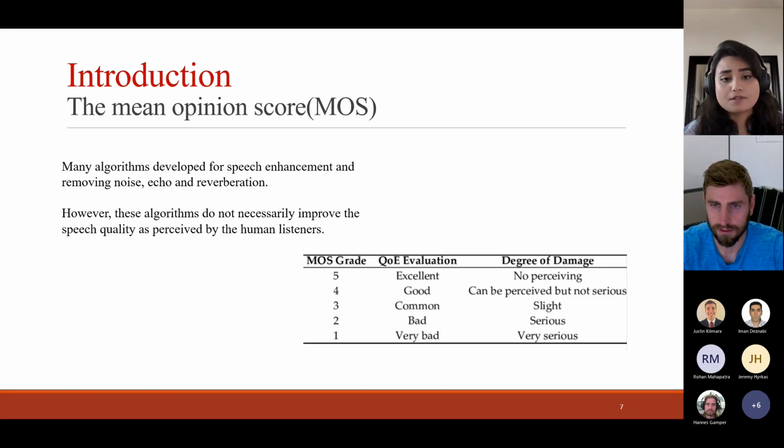Another parameter we are interested in is the mean opinion score. There are many algorithms that have been developed for speech enhancement, removing noise, echo, and reverberation. But these algorithms do not necessarily improve the speech quality as perceived by human listeners. So for that purpose, the literature introduced the MOS score, which is a grade between 1 and 5, where 1 means very bad quality and 5 means excellent quality. This is a subjective evaluation, and it's evaluated by human listeners.